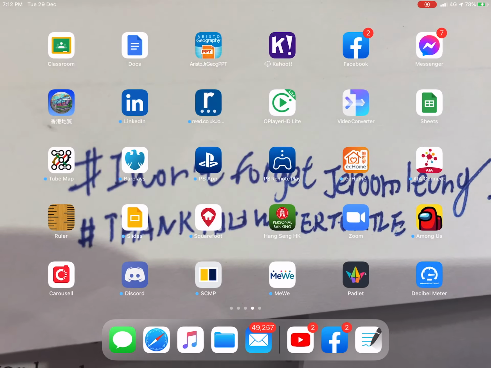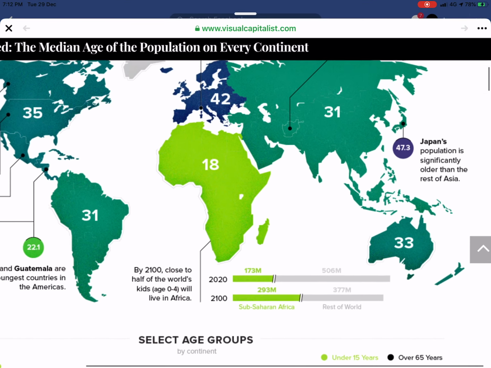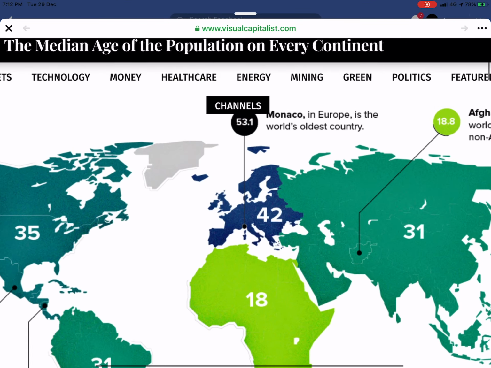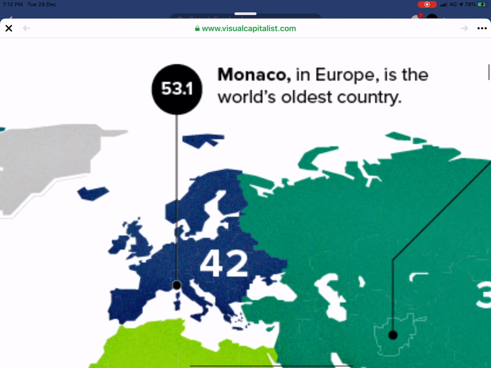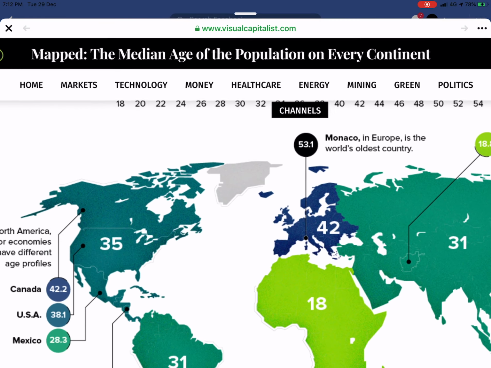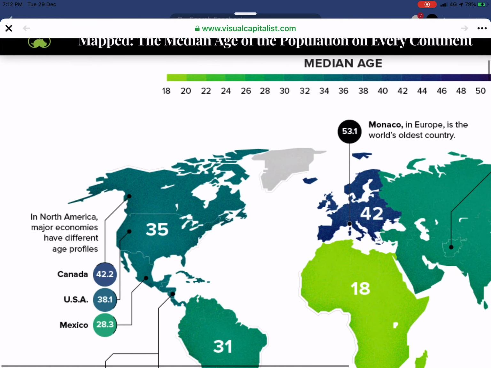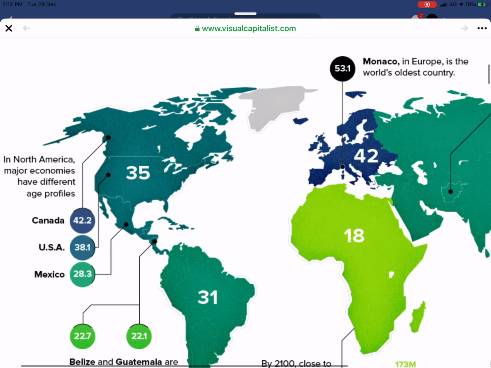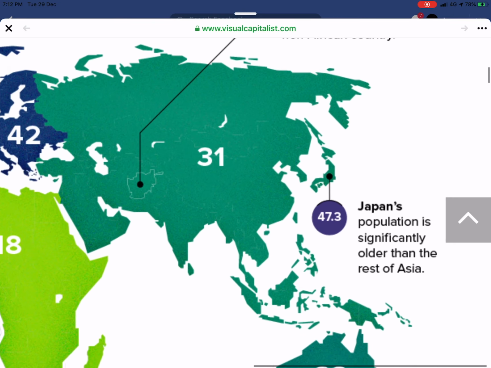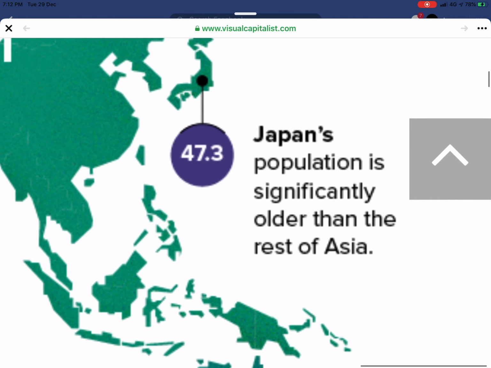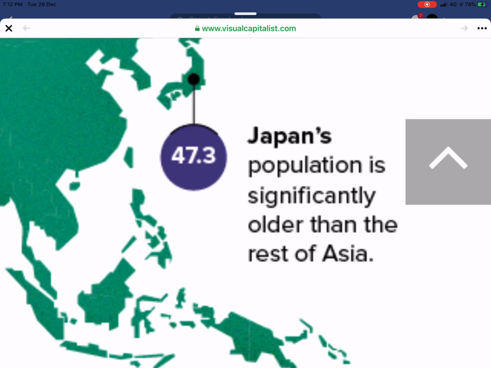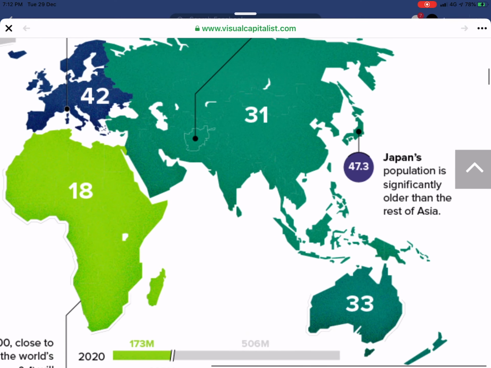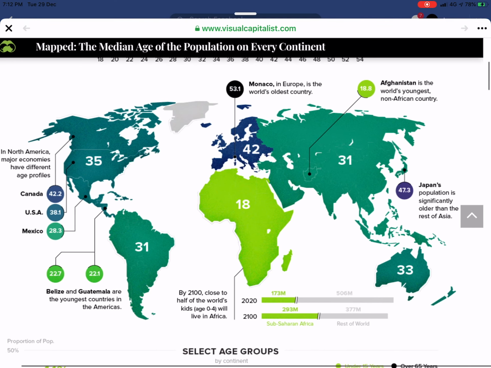Okay, how about the more developed countries? You can see Europe, 42 years old for the mean age. And Canada also 42 years old. So the MDC tends to have a larger mean age. Wow, Japan so old. 47 years old, which is the oldest among the rest of the world.